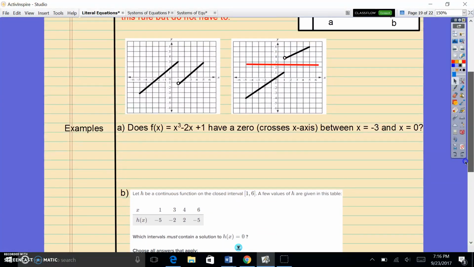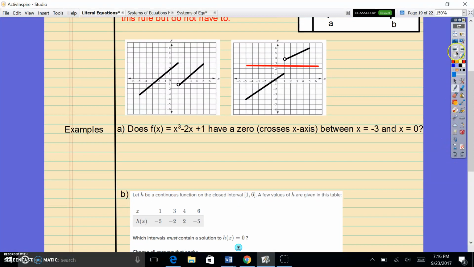So what kind of problems would we solve with this theorem? Well, here's an example. Does this function have a 0, meaning it crosses the x-axis between these 2 points? So this is sort of your interval from -3 to 0. Well, since the y value at the x-axis is 0, all you have to do is go back and plug your 2 x values into your function and compare. If you get a sign change, then that means that for sure it must have crossed 0. If you don't get a sign change, then it could happen, but you're not sure that it does.